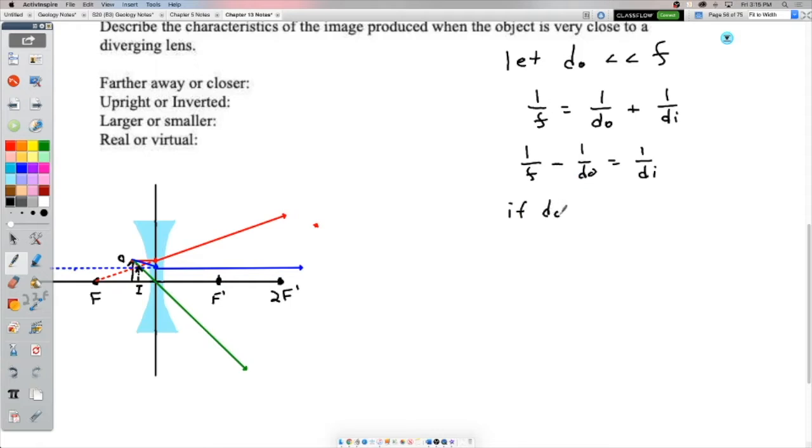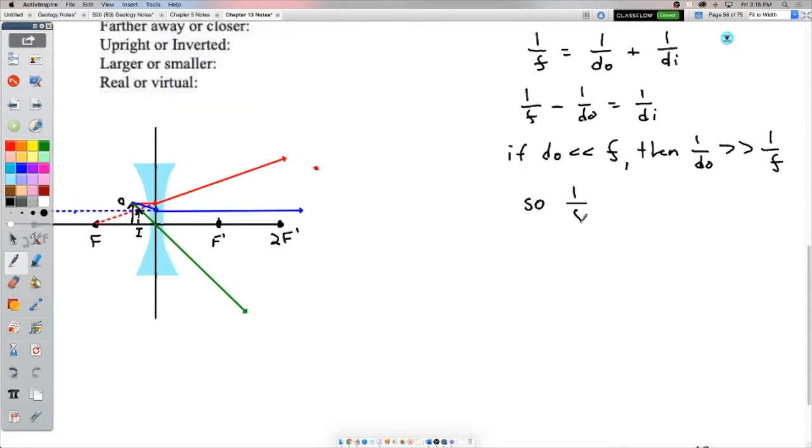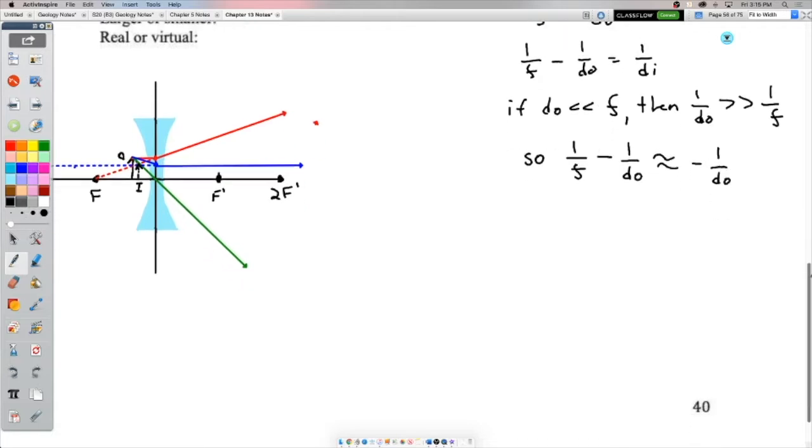So if d_o is much less than the focal length, then 1 over d_o is much greater than 1 over the focal length. So 1 over the focal length minus 1 over the object distance, if 1 over f is barely going to make a difference, we could essentially say it's 0 minus 1 over d_o. So this would be approximately equal to negative 1 over d_o. At least we can estimate it to be about that.